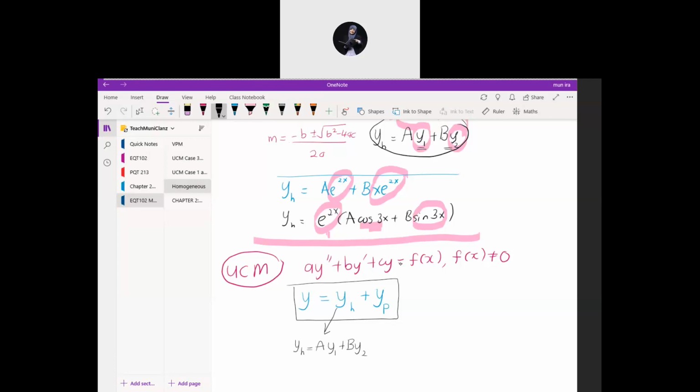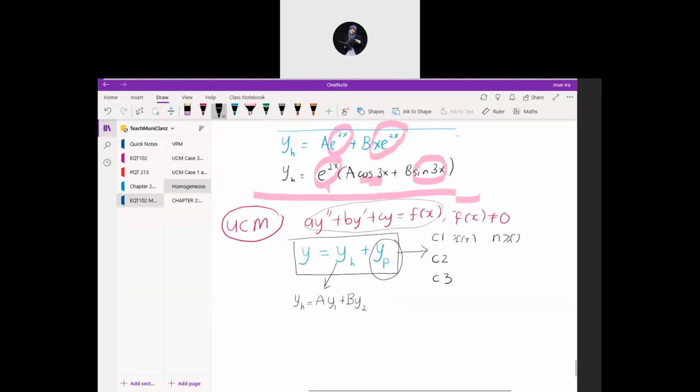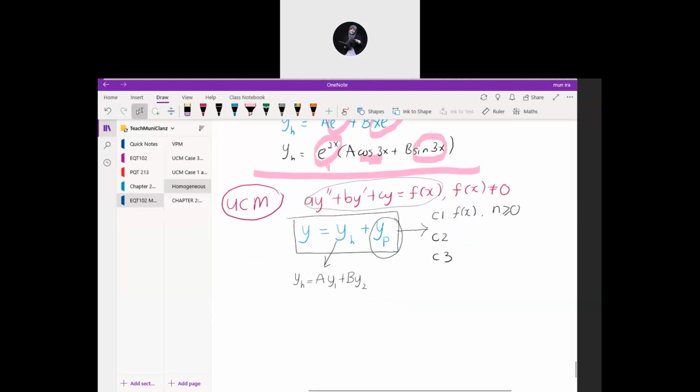Then our YP comes from the particular solution, where we need to consider the whole equation here. But for UCM, this is strictly for 3 main cases only. Case 1, case 2, case 3. Case 1: your fx is in the form of a polynomial of degree n, where n is greater than or equal to 0.